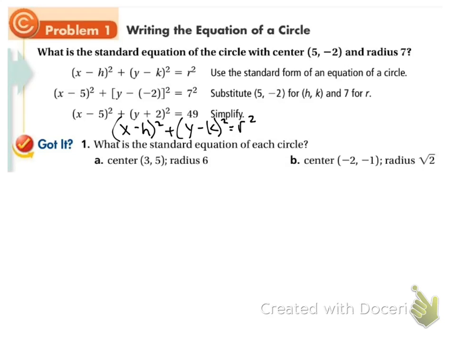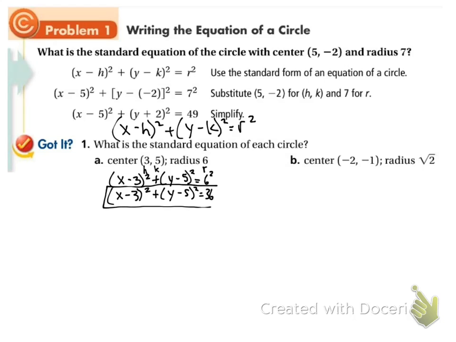So we've got a center at (3, 5) and a radius of 6. If it helps you to label, you can label these h, k, and r. Or if you just remember the x value of your center always goes with the x parentheses. The y value always goes with the y parentheses. So this is (x minus 3) squared plus (y minus 5) squared equals 6 squared. And I can clean it up. In this case, I just need to simplify my radius. And there we go. This is your answer. You don't have to do anything else to it. That's exactly what it should look like.